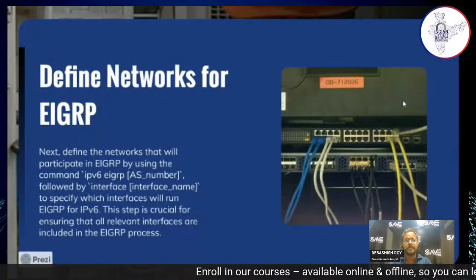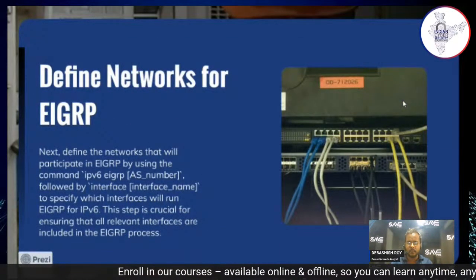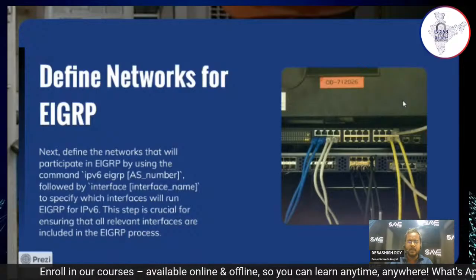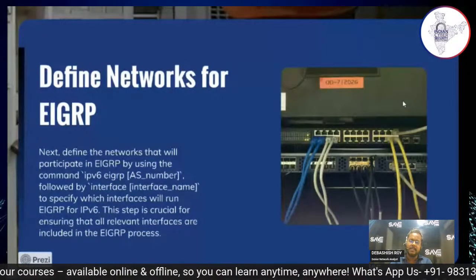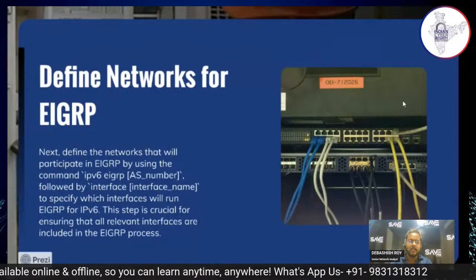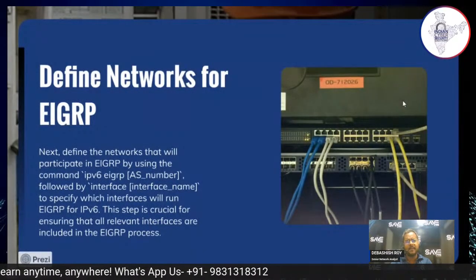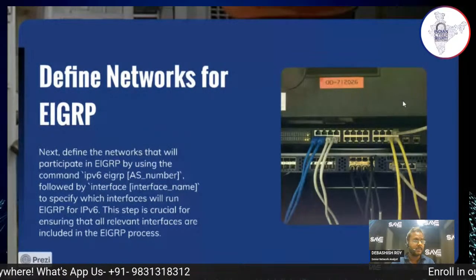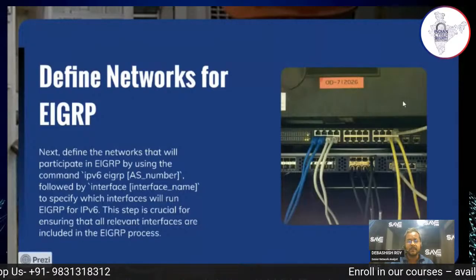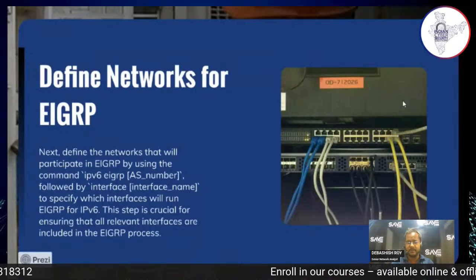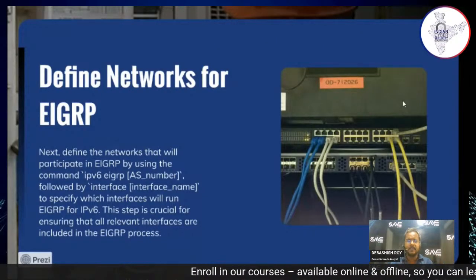Then define networks for EIGRP. You have to next define the networks that will participate in EIGRP by using the command IPv6 EIGRP and the AS number, followed by the interface name. So it is like OSPF, a bit different. A lot of similarity between these two, to specify which interfaces will run EIGRP for IPv6. And you have to specify the interface number.